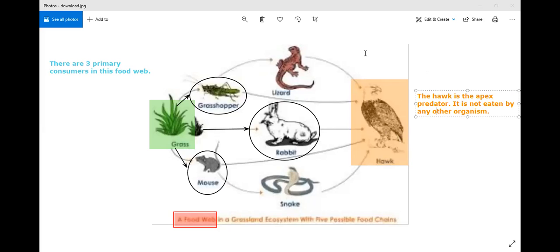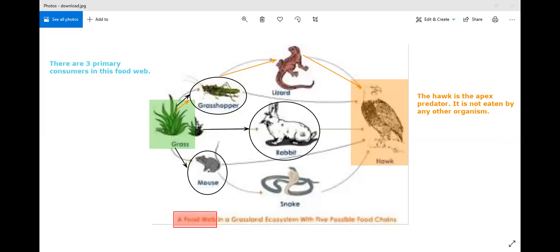Let me tell you what Muhammad and Lana said. The grass is eaten by the grasshopper. The grasshopper is eaten by the lizard. The lizard is eaten by the hawk. Yalla Rashid, read another food chain found in the food web.